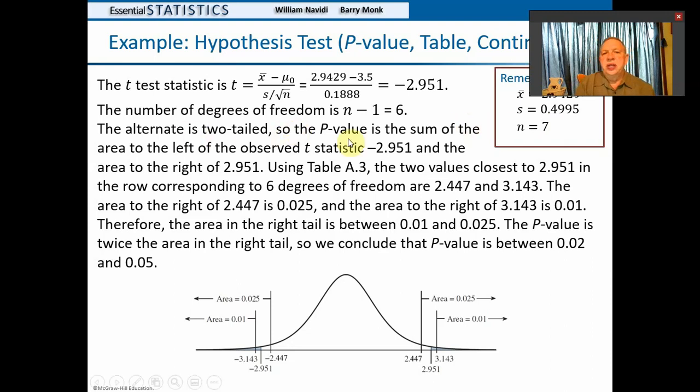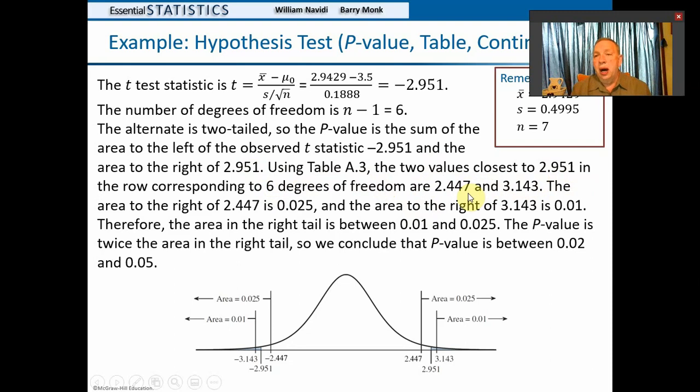So here the alternate is two-tailed. The p-value is the sum of the area to the left of the observed t-statistic, the negative 2.951, times 2 since it's symmetric. So using table A.3, we'd go down. Here is the degrees of freedom 6. The two values closest to 2.951 in the row corresponding to 6 degrees of freedom are here, in between 2.447 and 3.143.